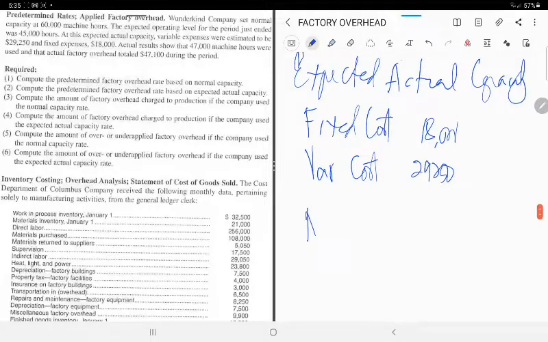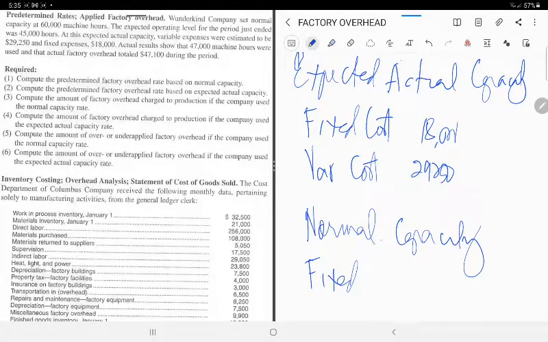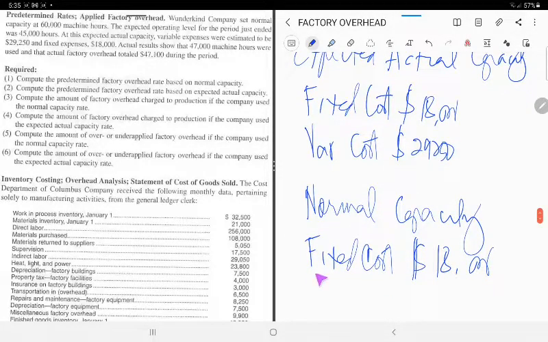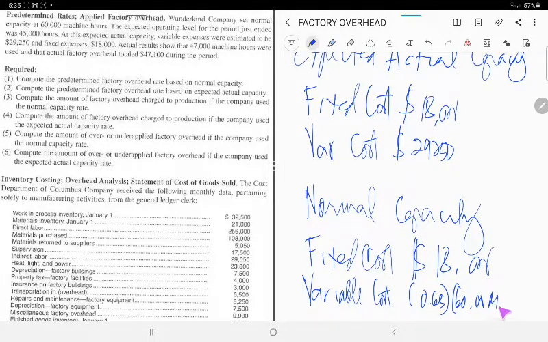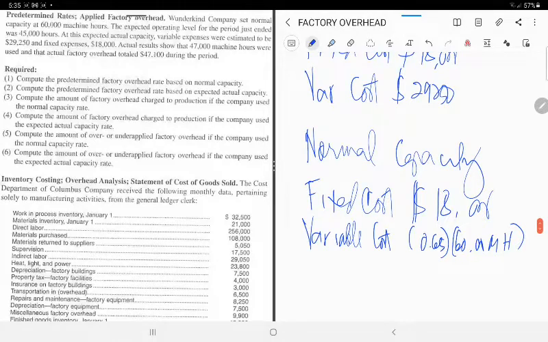At normal capacity, how much is the fixed cost? It will be 18,000. And how much is the variable cost? It will be 0.65 multiplied by 60,000 machine hours. Kasi ang nature ng variable cost mo, fixed sa rate, sa total, nagbabago. Okay? May sagot na kayo? Anong sagot nyo? 0.65 sa 60,000. Ilan yun?